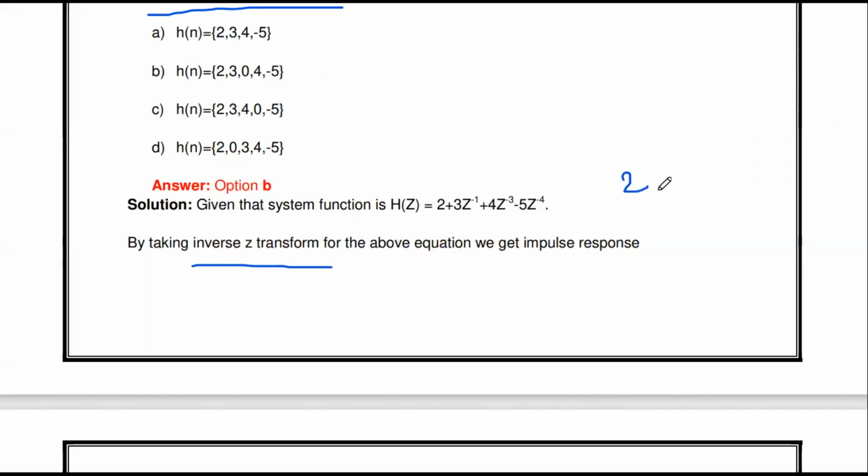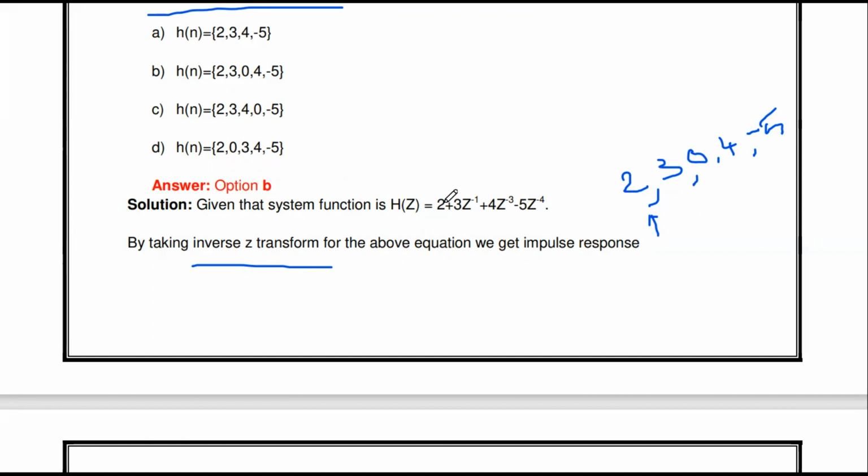Okay, so the h of n can be written as 2, comma, the next one we have to take the coefficient of z power minus 1, so 3. Then, do you see any z power minus 2 term? No. So the coefficient of z power minus 2 is 0. Then, what is the coefficient of z power minus 3? It's 4. Then, what is the coefficient of z power minus 4? It's minus 5. So this 2, 3, 0, 4, minus 5 is the inverse Z transform of this H of z. And the arrow is under the first value only.